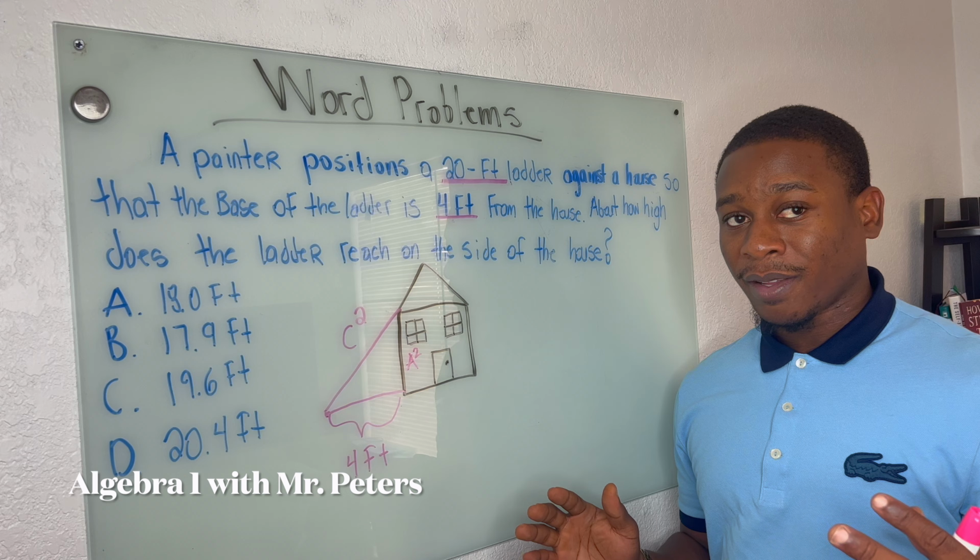In my video today, we're focusing on word problems, specifically the Pythagorean Theorem. So, our problem says a painter positions a 20-foot ladder against the house so that the base of the ladder is 4 feet from the house. About how high does the ladder reach on the side of the house?